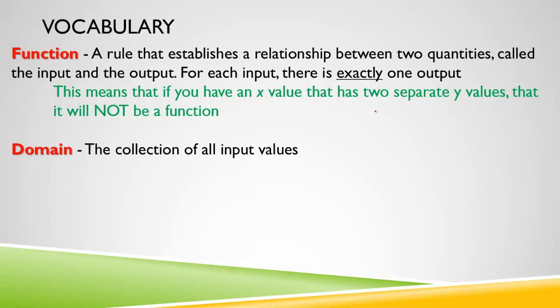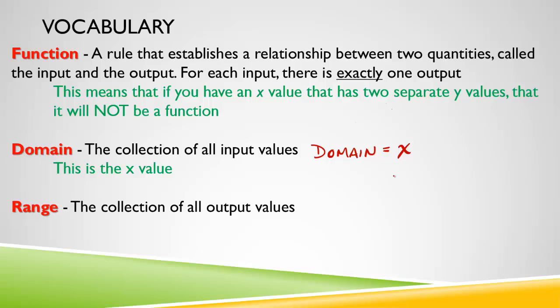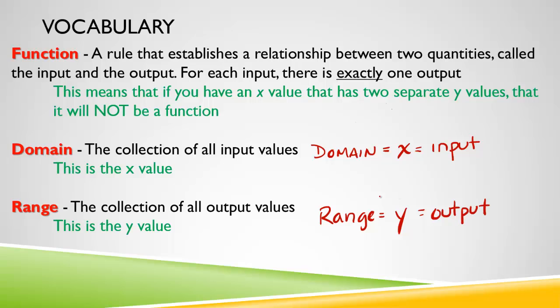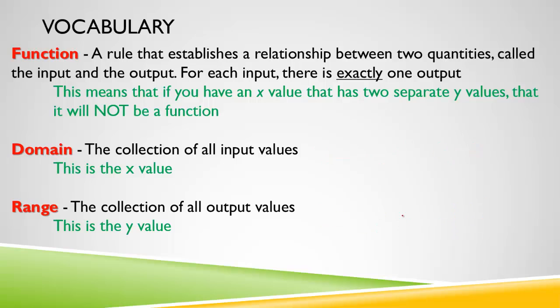Domain is a collection of all input values. This is the x value, so domain equals x. And then range is a collection of all the output values, which is the y value. So range equals y. This is also called the input. This is also called output. That's important, so write this down. X, domain, and input are the same, and y, range, and output are the same. So as long as you have all different x values, you're fine. You can have y values that are the same, but your x values have to be different.